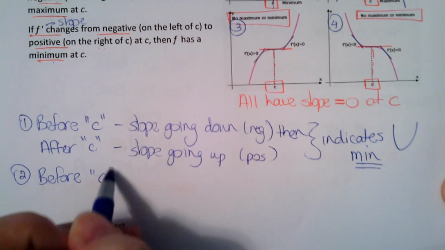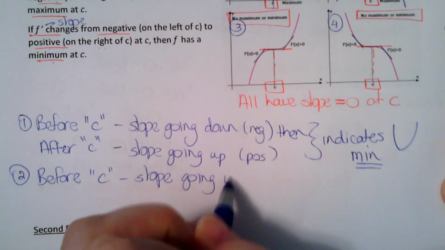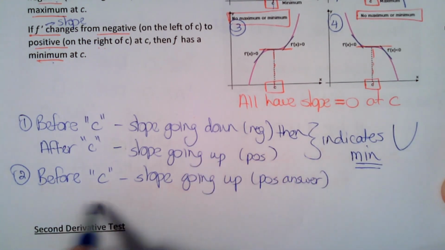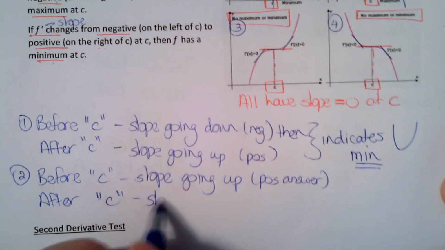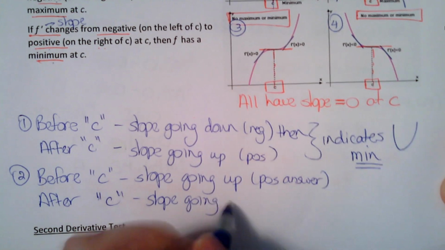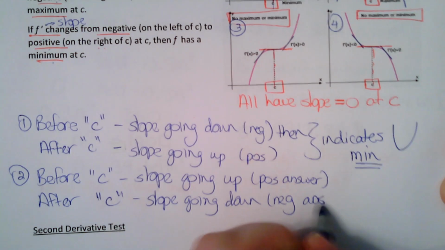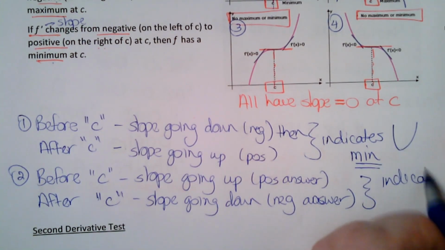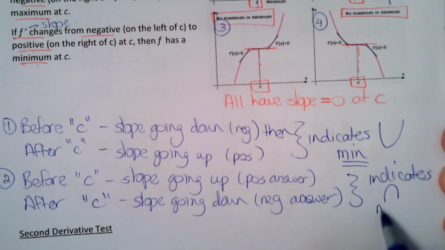And the opposite. Before C, slope going up, which is a positive answer. Then after C, slope going down is a negative answer. If that happens, that indicates the frown. Maximum.